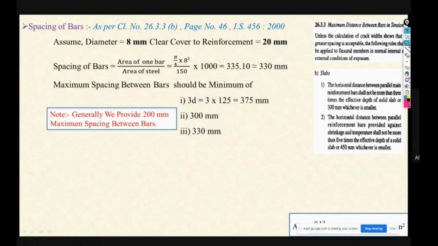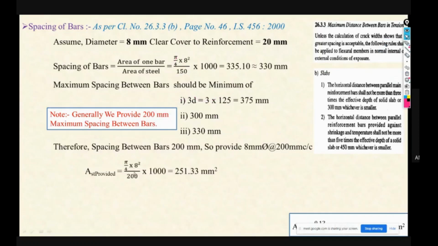Now here we consider spacing between bars of 200 mm as per our condition. It is not necessary that we go with 200 mm, but in our practice we are using 200 mm only. But as per the IS code, the maximum spacing should be 300, not more than 300. So provide 8 mm phi at 200 mm center to center spacing. This sentence should be there for the main reinforcement.